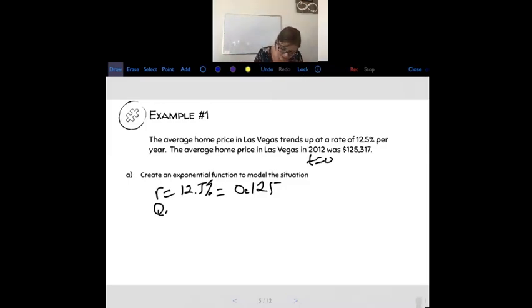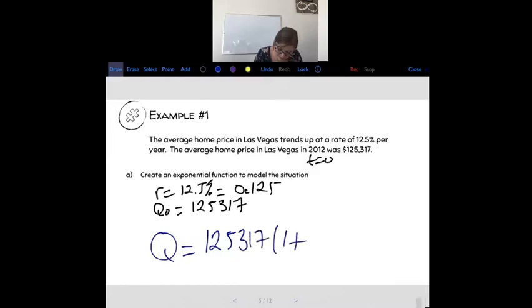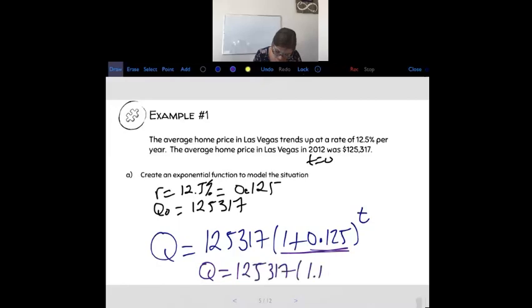And then our starting amount is $125,317. So we can write our function as Q is equal to 125,317 times 1 plus 0.125 raised to the t power. I would advise do the addition, or if it's a decrease, do the subtraction there. Notice this portion, at least the 1 plus the rate, looks a lot like the markup formula. Whatever was there originally is growing a certain percentage on top of that.